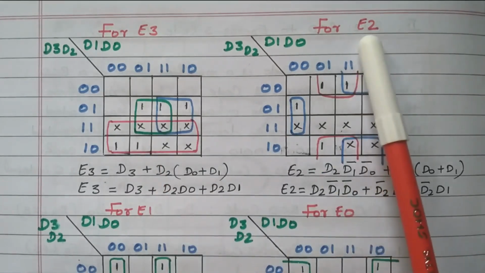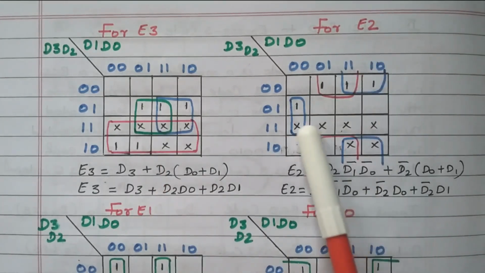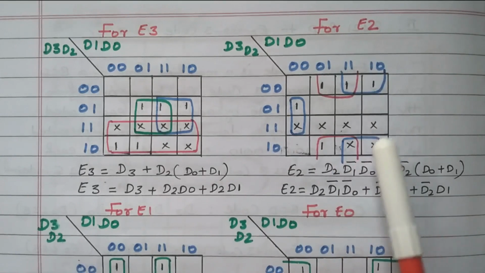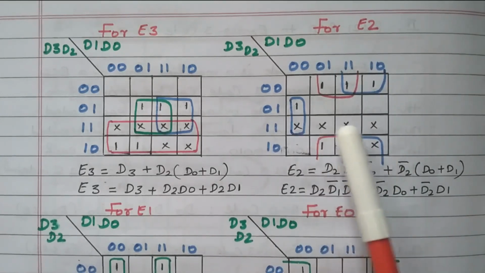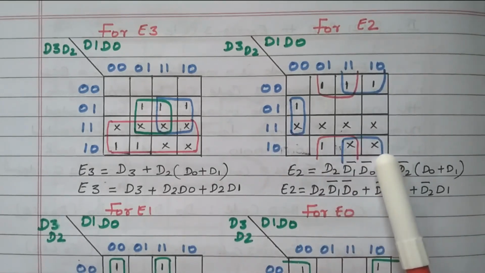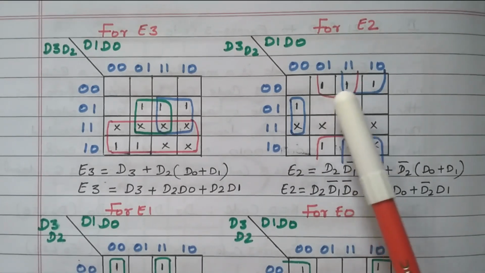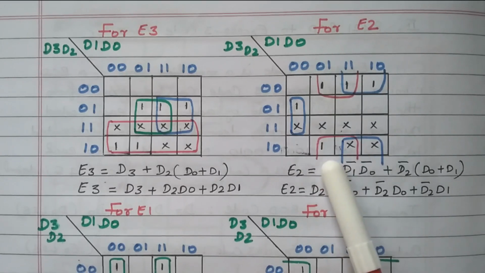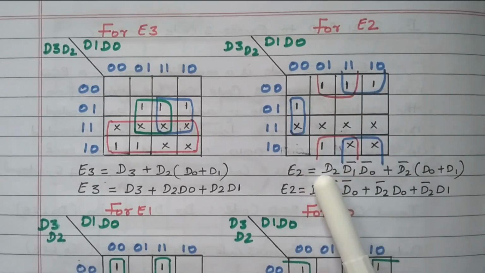Now we'll go to E2. Again, these 6 cells are don't care conditions: 10, 11, 12, 13, 14, 15. The other 5 ones are available, as we already discussed in the truth table. So 1, 2, 3, 4, 5. These 5 ones are marked together. Now we'll go for the grouping.